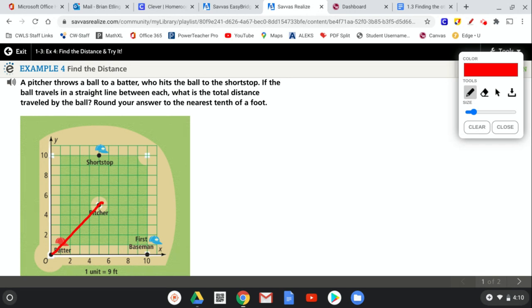So from pitcher to batter, and then it goes from batter to the shortstop. Okay, so we have two separate distances. Okay, I'm going to call this distance 1 from the pitcher to the batter, and then this is going to be distance 2 over here from the batter to the shortstop. All right. So to find the total distance, all we're going to do is add up our distance 1 plus our distance 2, and that'll give us the total distance traveled, okay? So distance T for total, all right?